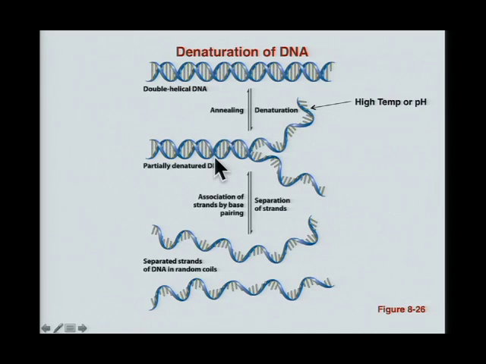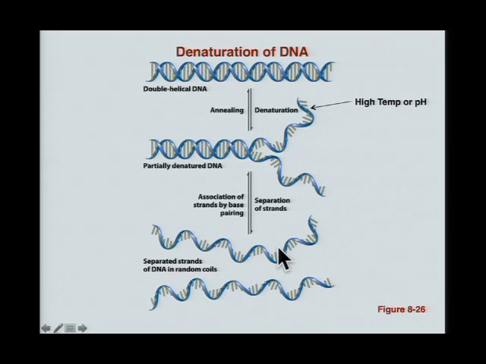Now, a partially denatured DNA molecule is much easier to reform into the original full duplex, in a process called annealing, because it sort of started in the right position. But once the two molecules are separated, it's extremely difficult, if not impossible, for the molecules to find each other and rehybridize. For shorter segments, yes.